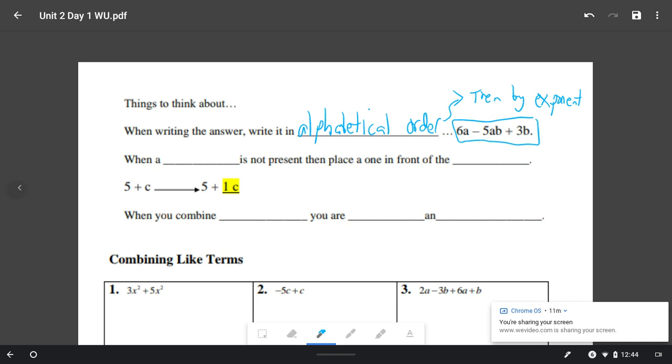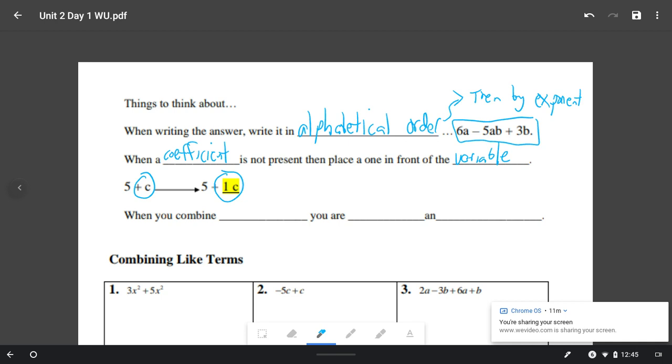And then when a coefficient is not present, we talked about this on the front page. What do we always assume is in front of that coefficient? I should say in front of that variable. It's always a 1. So here's an example right here. It was 5 plus c. In your brain, just know that there's always a 1 in front of that c.